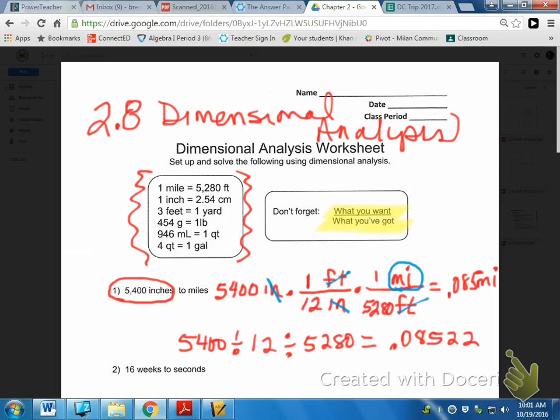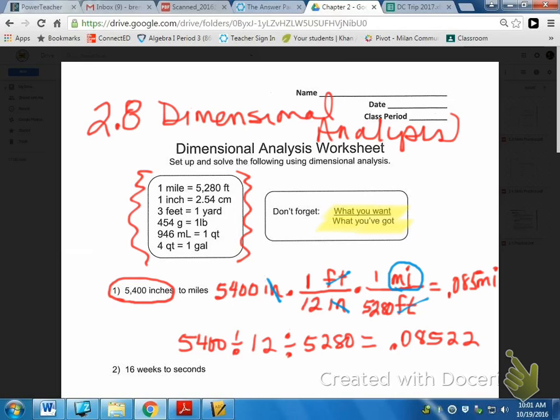So that's how you do it. You look at where you're starting and where you want to end up, and you go one step at a time, and you use the ratios that you know to get there. You want the units to cancel out. Okay, so that is just going from one type of unit to another type of unit. You do that.